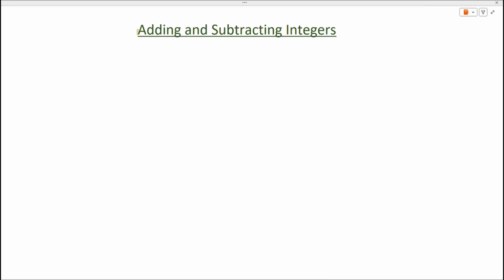Hello, today we'll learn how to add and subtract integers. A lot of times I see students confused with this specific concept, so let us go through it. Let us first look into the rules which we have to keep in mind when we are adding and subtracting integers.